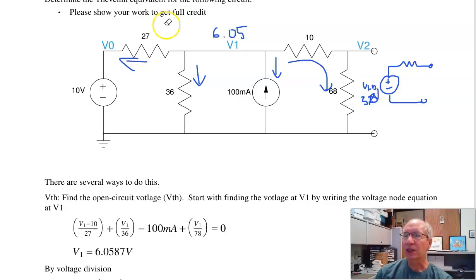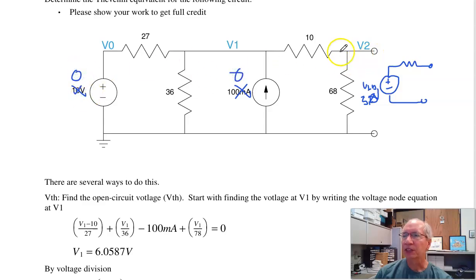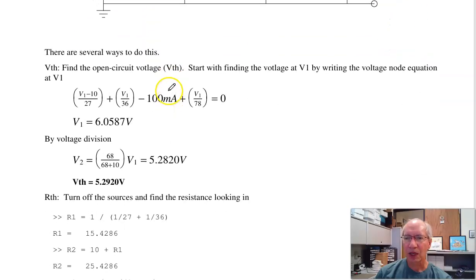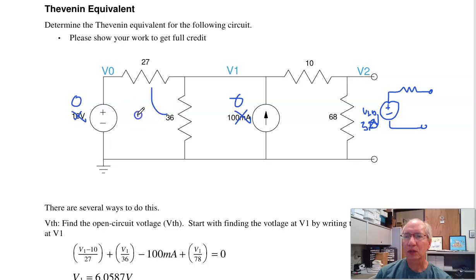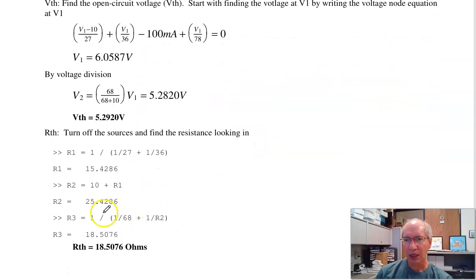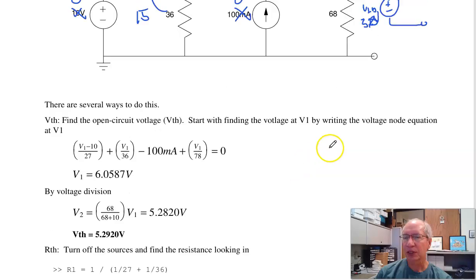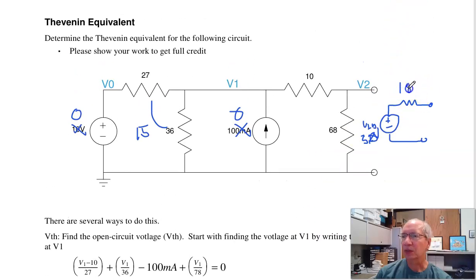To find R Thevenin, I could do the short circuit current, or I could find the resistance looking in. So to do that, I turn off the sources, make this 0, and find the resistance. So this is 27 in parallel with 36, which gives you 15 ohms, in series with 10 gives you 25 ohms, in parallel with 68 gives you 18 ohms. So that's R Thevenin, 18 ohms.